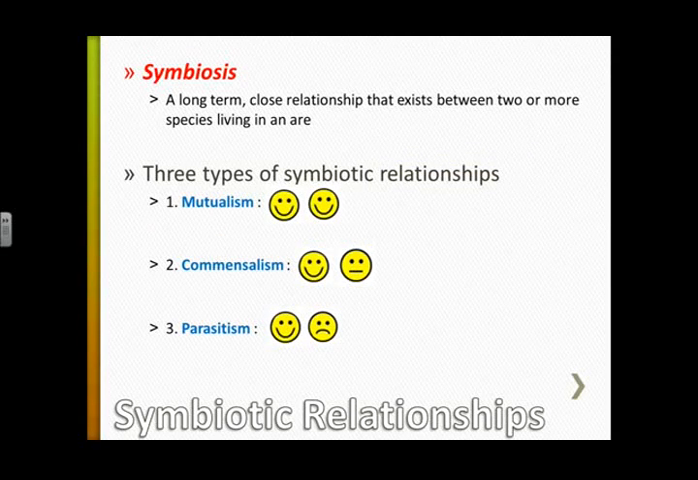However, not all relationships work out that way. So the term symbiosis is a long-term close relationship that exists between two or more species. There are three types of symbiotic relationship. There is mutualism, and you can think about mutualism as two smiley faces because everybody is happy in this arrangement. Both individuals get something out of it.